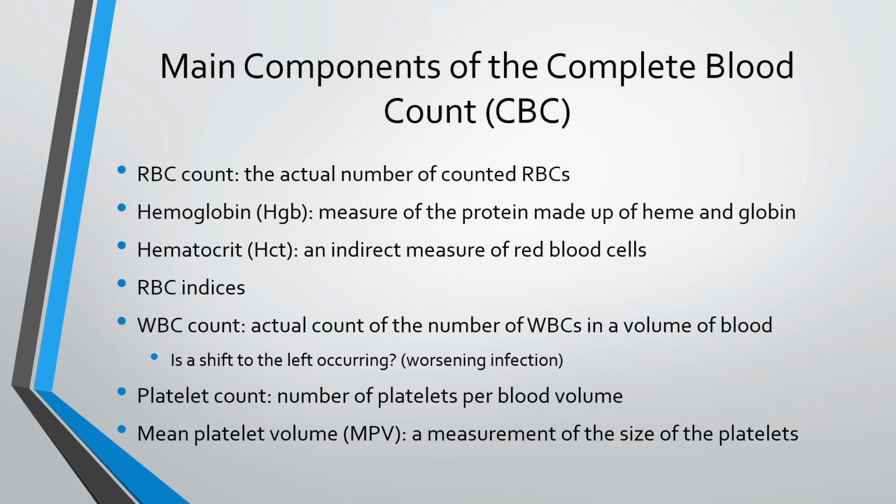The WBC count with the differential can break down the cells by neutrophils, eosinophils, basophils, so you can see if there's a shift to the left, which may be occurring, which just means there's a worsening infection happening. Platelet count is the number of platelets, and then our MPV is the measurement of the size of those platelets.